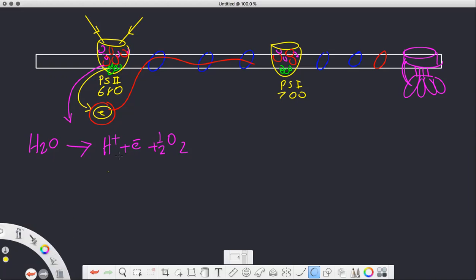Then we can solve one problem. This electron can move back to the photosystem. So this electron coming from the water molecule again stabilizes the atoms inside the photosystem too. So they can give back this electron and the atoms are stable in the photosystem too. Okay, we solved one problem now. Again, atoms are back to normal state, they are stable.